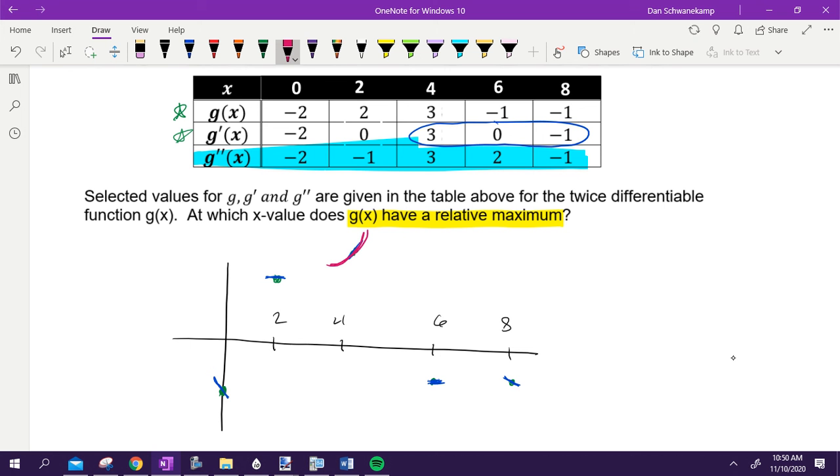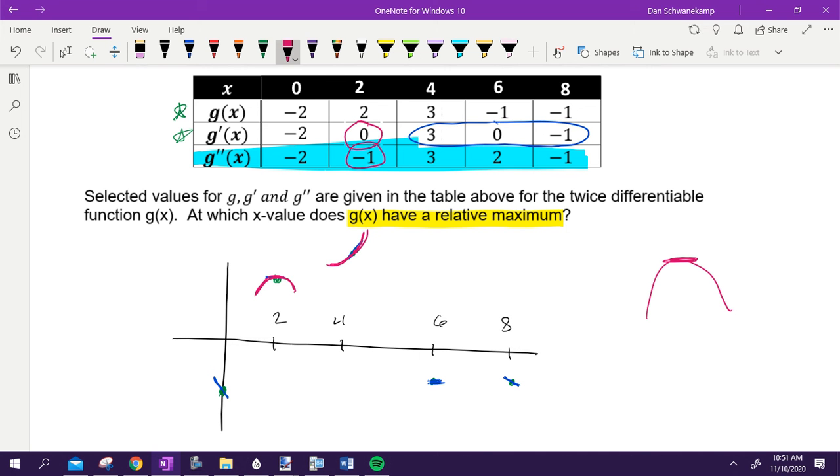At 2, G double prime is negative 1. What's that going to tell you? It's concave down. What else do I know is happening at 2? The slope is 0 and I'm concave down. Think about a graph. If you are concave down and your slope is 0, what does that tell you about that point? It's a max.